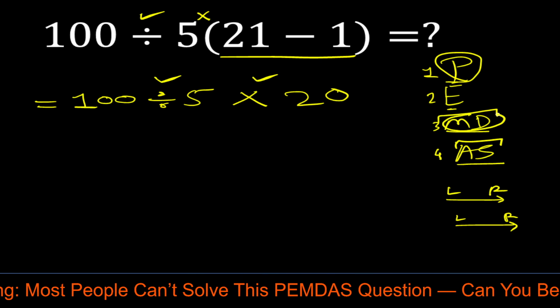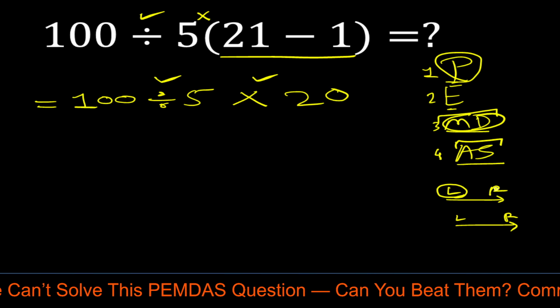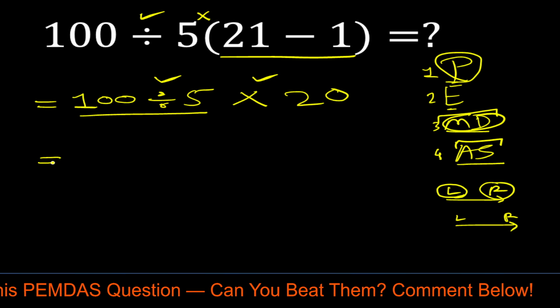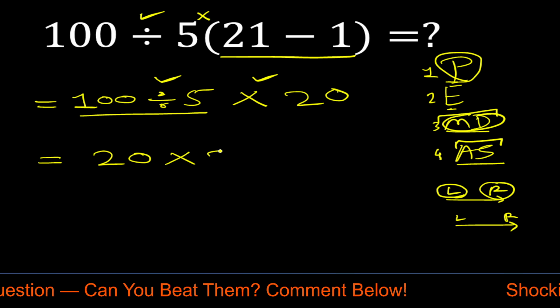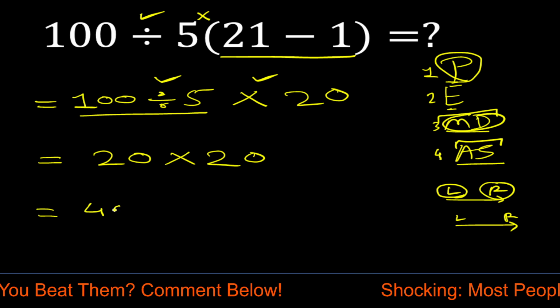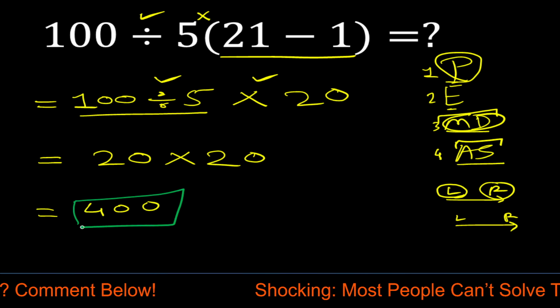So multiplication and division both have equal priority. So we have to solve it from left to right. So first we have to solve this division, right? So 100 divided by 5 is equal to 20 times 20. So now 20 times 20 is equal to 400, right? So the correct answer is 400.